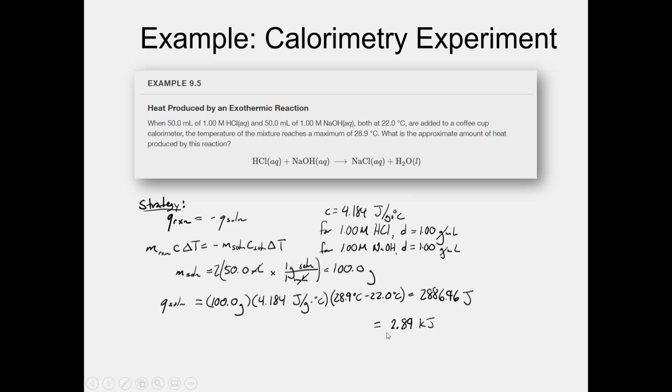Remembering that there are 1,000 joules in a kilojoule, the heat gained by the water is 2.89 kilojoules. Since it only asks for the amount of heat produced by this reaction, you could give your answer in joules if you want, or you could give it in kilojoules. Either way is fine.